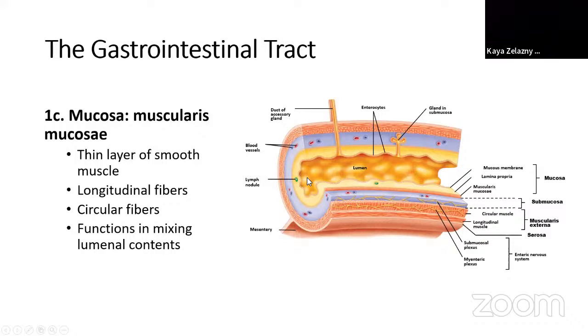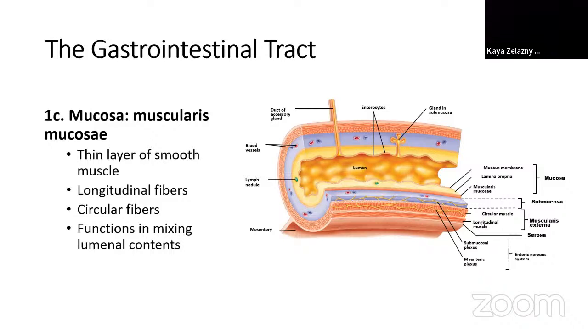Then we have that thin layer of smooth muscle. The point of this more inner layer of smooth muscle, the muscularis mucosae, is to help you mix around the luminal contents. So we're going to want to churn our food, basically, so that it comes in contact with those cells in the mucous membrane, right? We want all of our food, preferably, to come into contact with our absorptive cells for sure, right? If our food doesn't touch the walls of the GI tract, then it's never going to touch those cells and we're never going to absorb it.